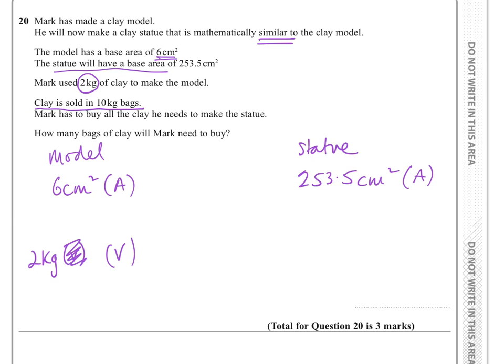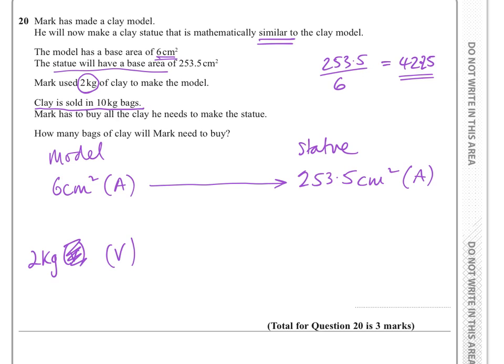The first thing we need to look at is, in terms of an area, how much is the scale factor of enlargement in terms of area? Well, we can do that by doing 253.5 divided by 6. So we'll do that first. 253.5 divided by 6 is 42.25. Now, this is our area scale factor.